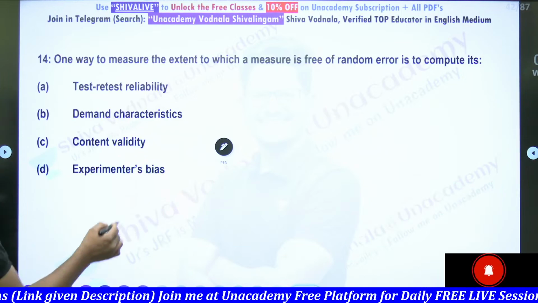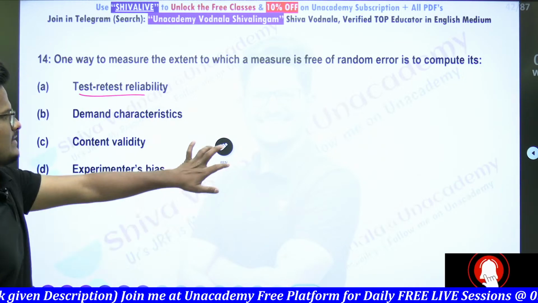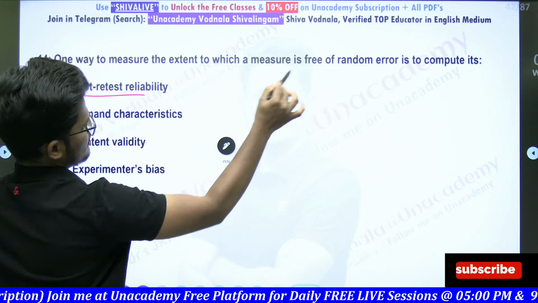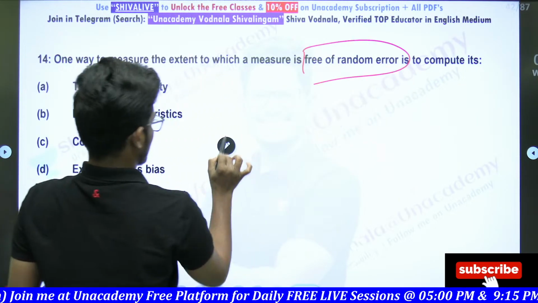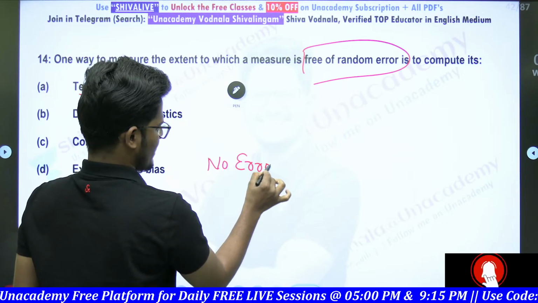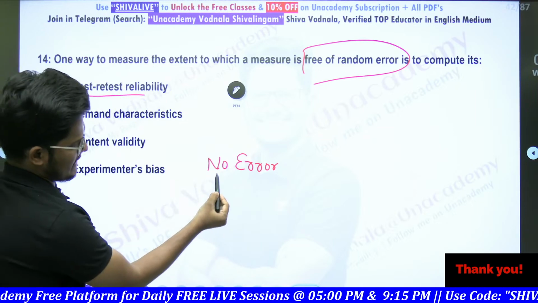Answer is the test and retest reliability. Let me explain this simple one. When can I assure about the outcome of a research? They are asking free from random error, meaning there should not be any error in my research. How can I achieve this?